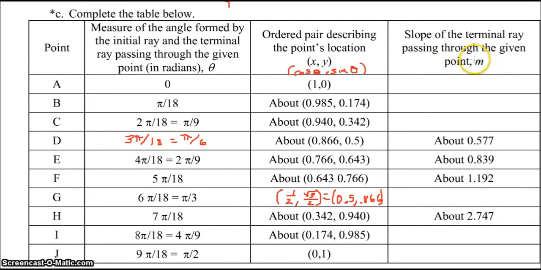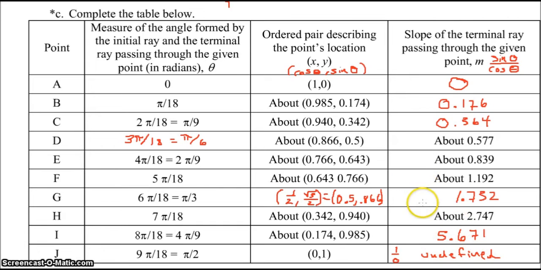The slope of the terminal ray passing through the given point M. These are all just the change in y over change in x, which is sine of theta divided by cosine of theta. So sine of 0 over cosine of 0, 0 over 1 is 0, and then we can just calculate the rest of these. Something interesting happens with the last one. If we try to do sine over cosine, that would be 1 over 0, which is not defined.